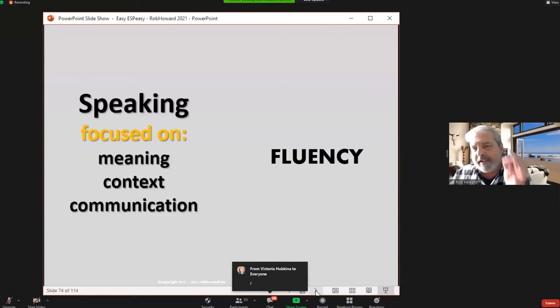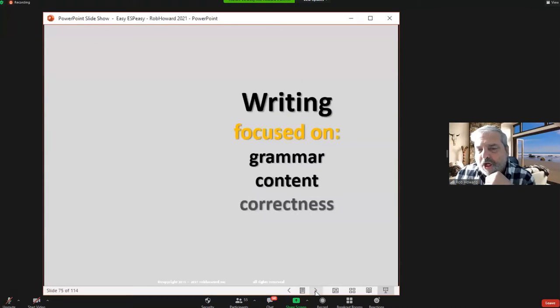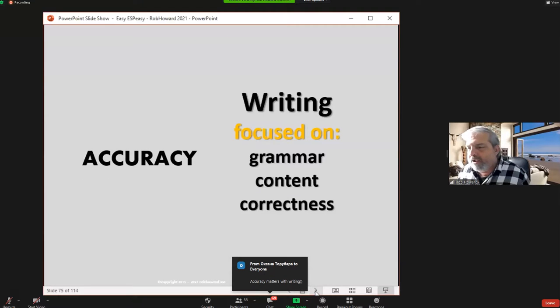So for speaking, most of the time I'm working on fluency. But when it comes to writing, now remember, these are business people, workplace English people. So when I'm working on that, I focus a little bit more on grammar because it's in writing. And instead of context, I worry about the content and correctness. So here I'm worried about accuracy. And it does make a difference.